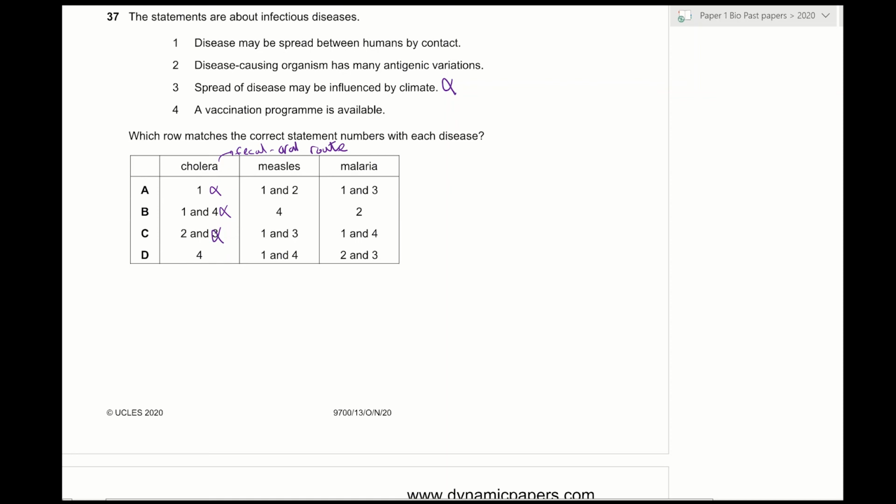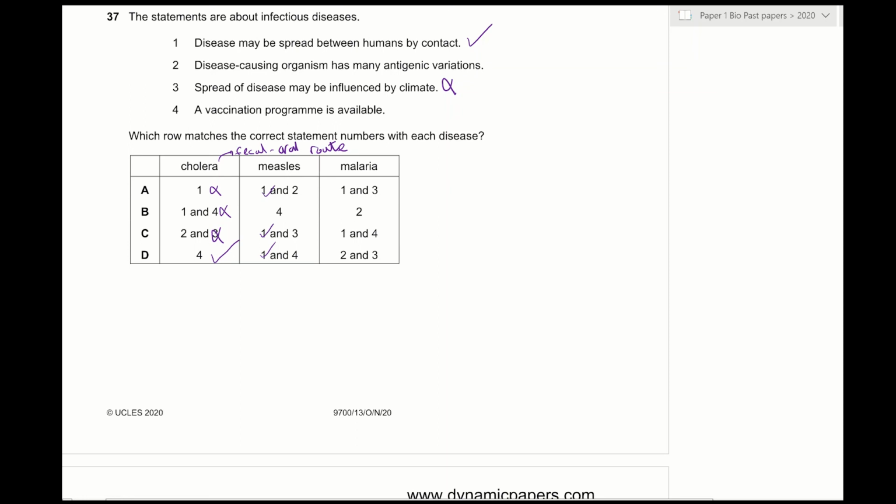4. A vaccination program is available. Yes, this is correct. There is a vaccine for cholera. Let's move on to measles. 1 and 2. Disease may be spread between humans by contact. This is correct. Because it's a virus, it spreads by airborne droplets. So 1 is actually correct.